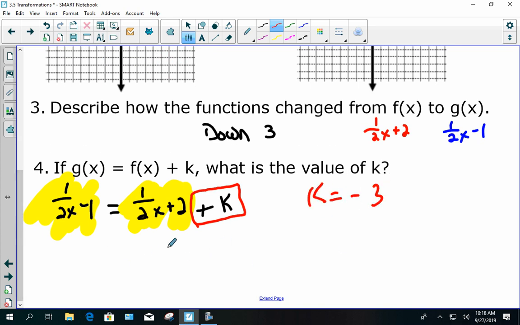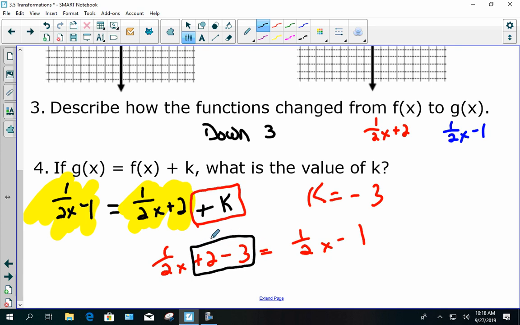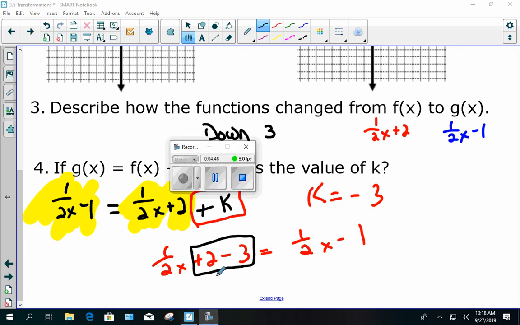Yes, because 1/2 x plus 2 minus 3 equals 1/2 x minus 1. The only thing I can combine is the 2 minus 3. So k is what I'm going to add to f of x, in this case subtract, to make it equal to g of x. I'm telling you, this is confusing, isn't it? It's a lot of stuff that you guys are very unfamiliar with. Stick with it.